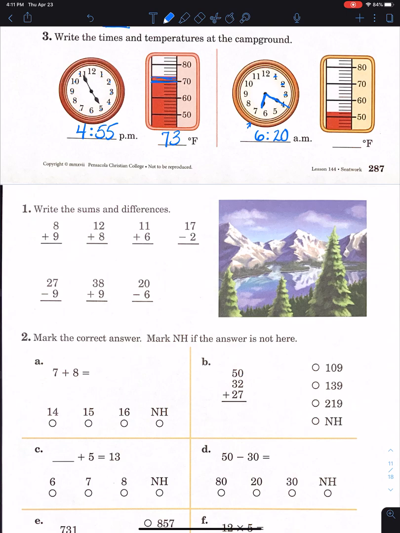And now for the temperature. Well, the red mercury goes up to 50 plus 2, 52, and then a little bit, it's halfway between the 2 and the 4, so it's 53 degrees Fahrenheit.